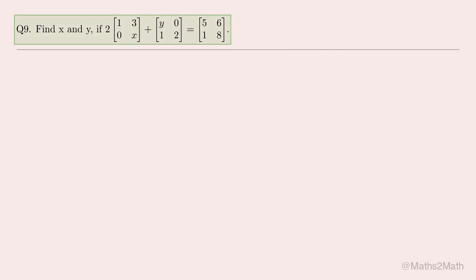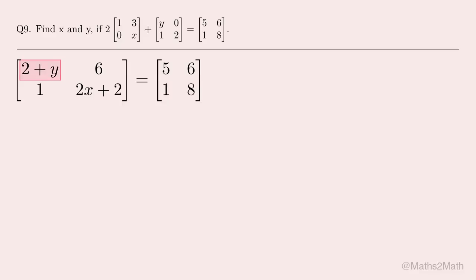Question 9, scale, add, then match entries. The result matrix on the right pins both unknowns down. The left side combines to 2 plus y, 6, 1, 2x plus 2. Top left gives y equals 3. Bottom right gives 2x plus 2 equals 8, so x equals 3.